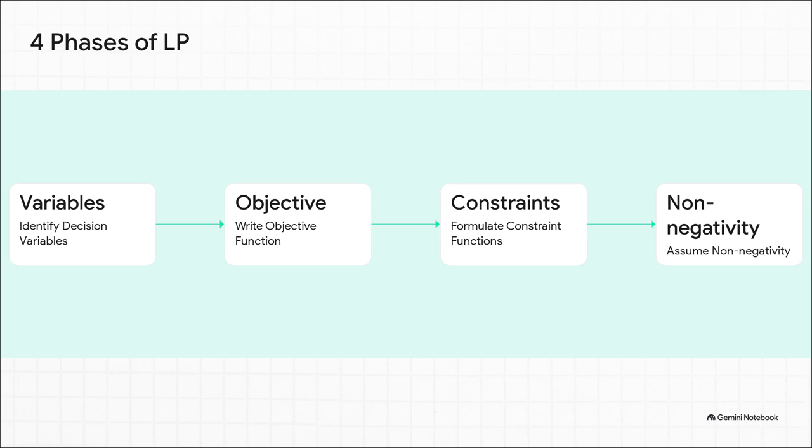I know formulation sounds kind of intimidating, but it's really just the process of translating messy, real-world verbal descriptions into clean mathematical models, and it always follows these 4 predictable steps. Identify decision variables, write the objective function, formulate constraint functions, and finally, assume non-negativity. Honestly, once you memorize this 4-step sequence, any LP problem on the MAS exam basically becomes a simple fill-in-the-blank exercise.